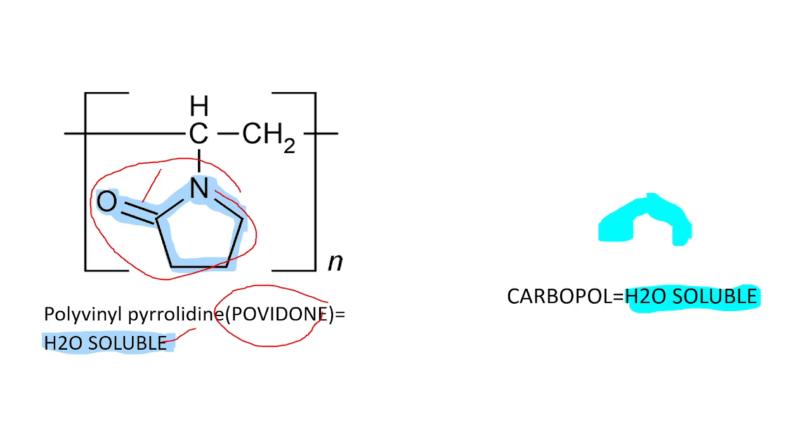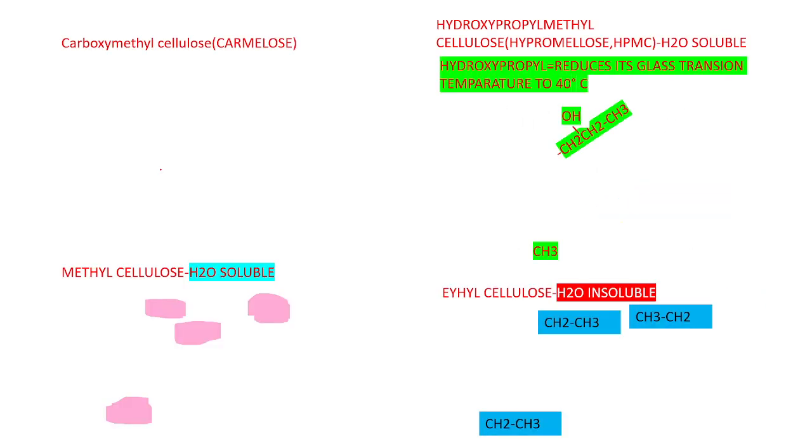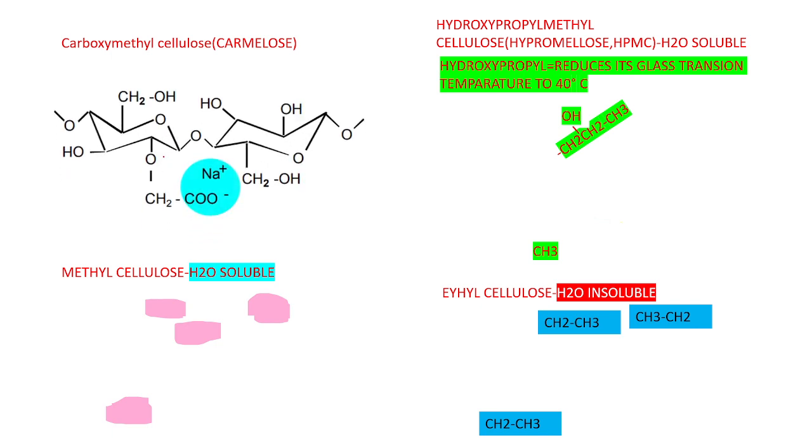Next one is carbopol, as we have discussed at the first. Next, carboxymethyl cellulose. This carboxymethyl cellulose is also water soluble due to the presence of an anionic functional group, that is carboxylate anion. This is also water soluble. Next one is hydroxypropyl methyl cellulose. Also we can call it hypromellose, HPMC. This is water soluble in nature.